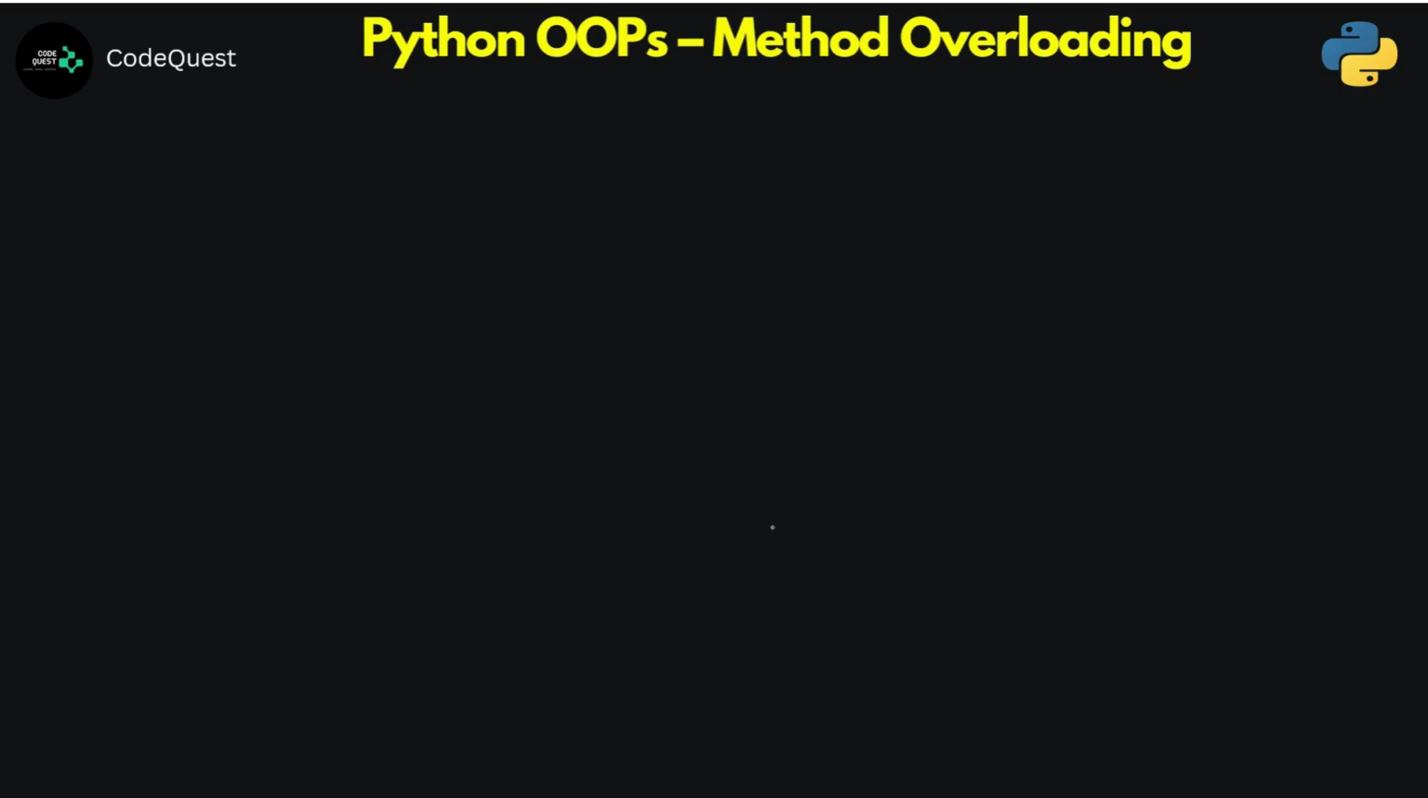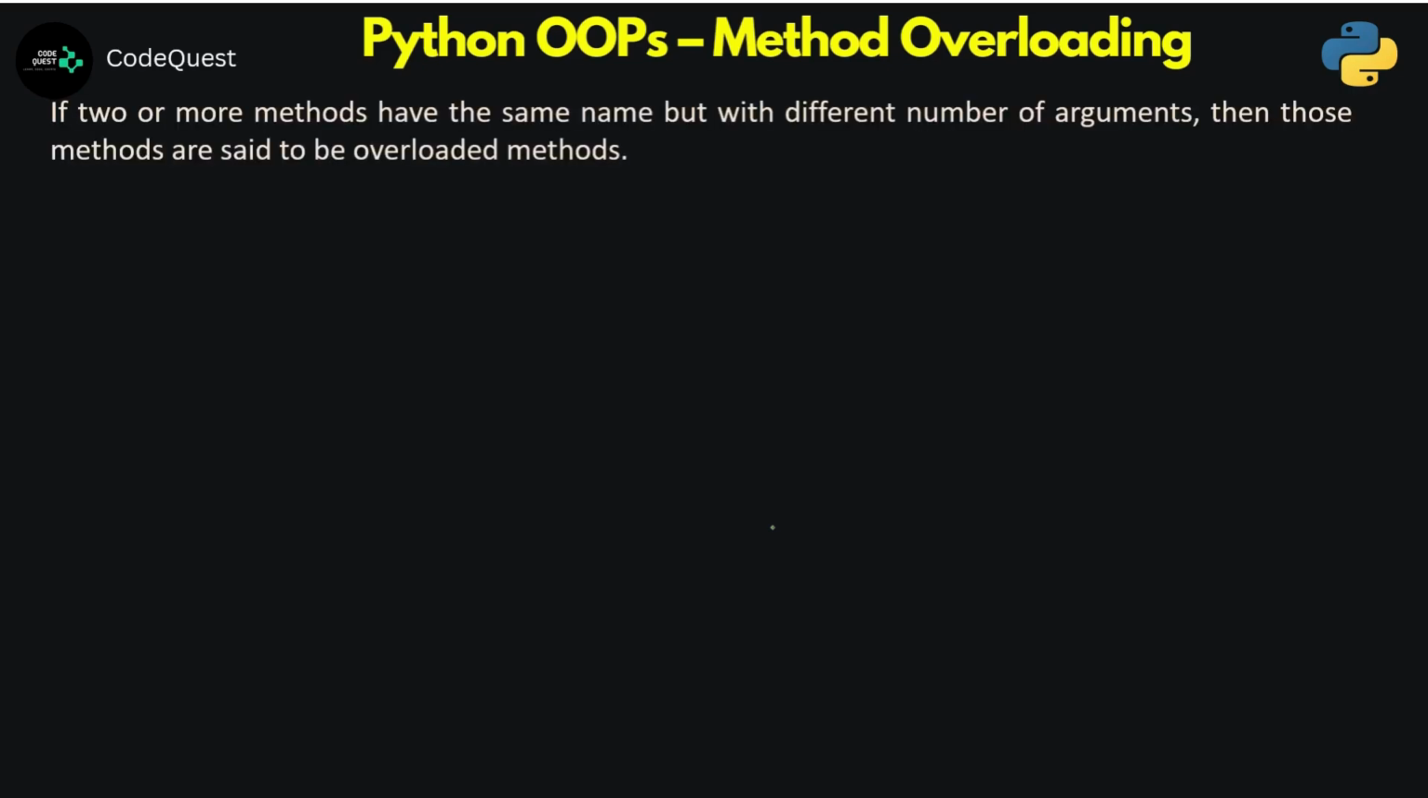Method overloading is a concept wherein we can have multiple methods with the same name inside the class, but they will be different in their number of arguments. Let's say I am taking a class where two methods are there and both the method names are same. But what is different? The number of arguments I'm going to keep inside those methods are different. So then we can say those methods are your overloaded methods.